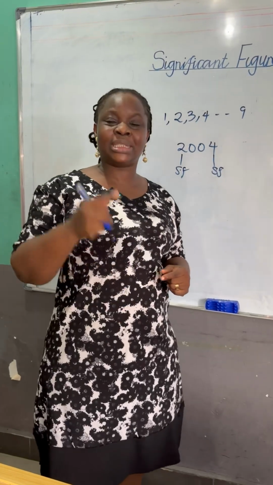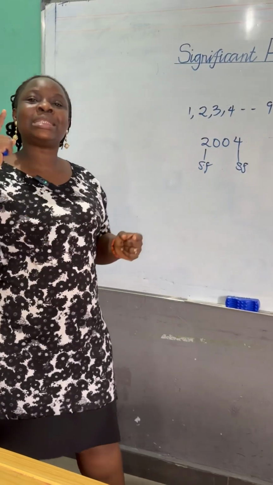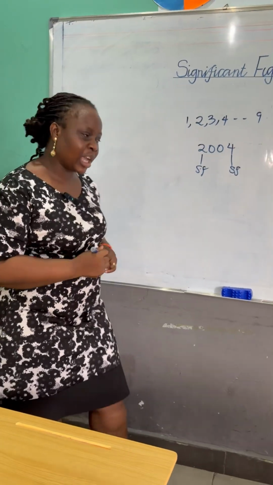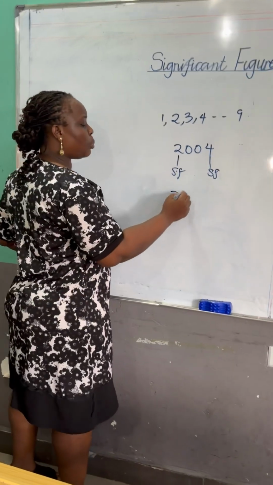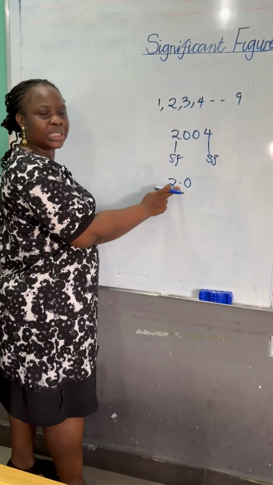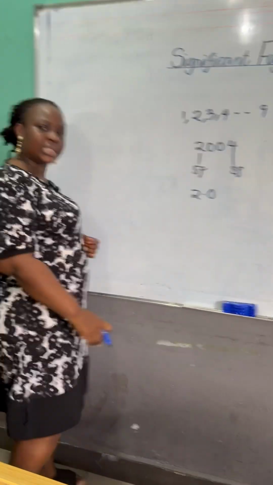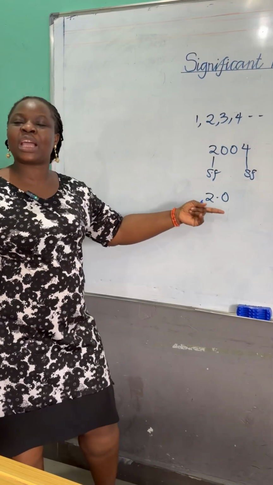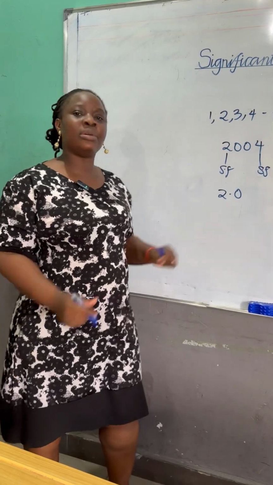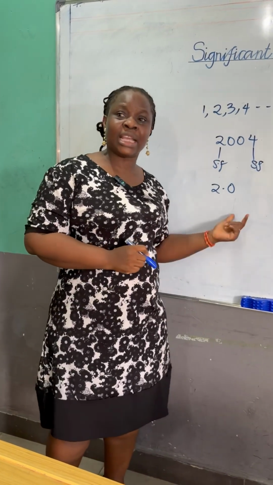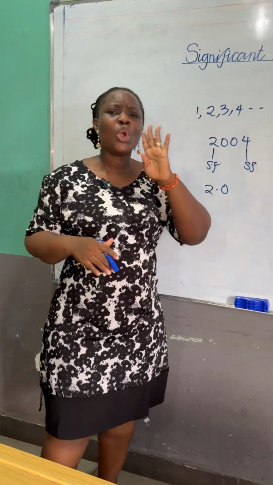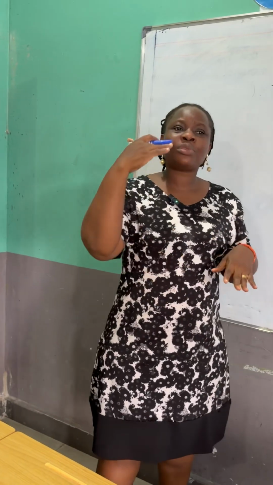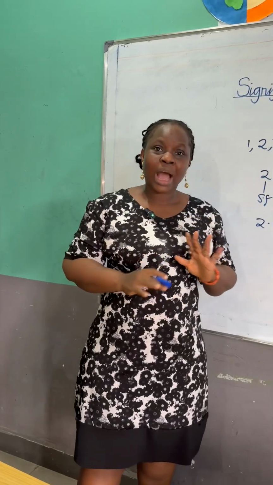Then rule number three says when there is a decimal point, the last zero is significant. For instance, if I have 2.0, there is a decimal point. This last zero is significant. That is rule number three. So with this, we can say we have two significant figures here because there is a zero and there is the decimal point. Then rule number four. Rule number four says the front zeros are not significant.